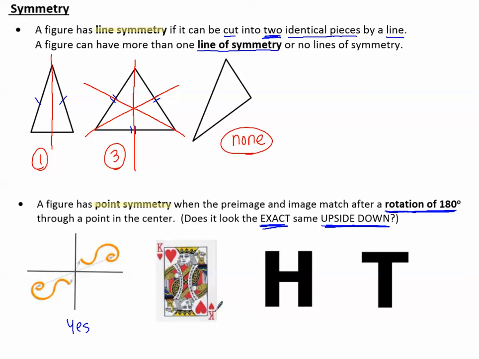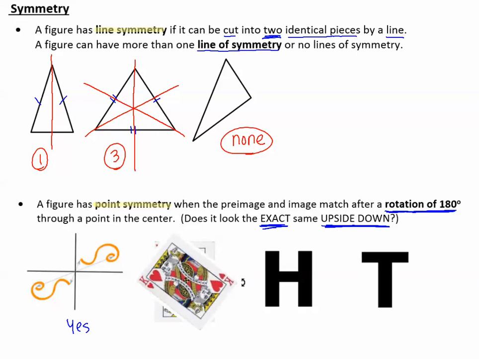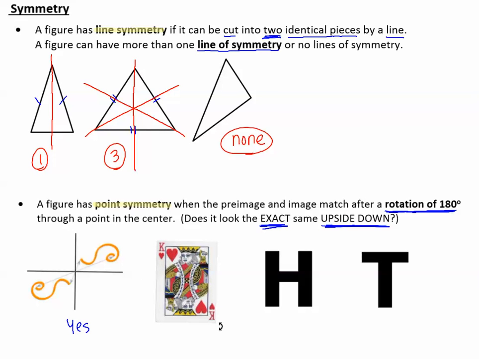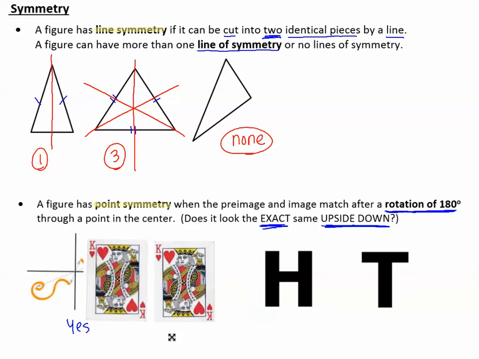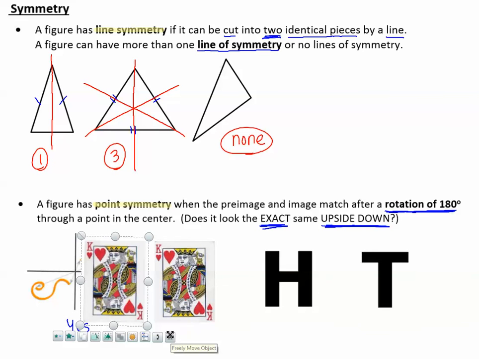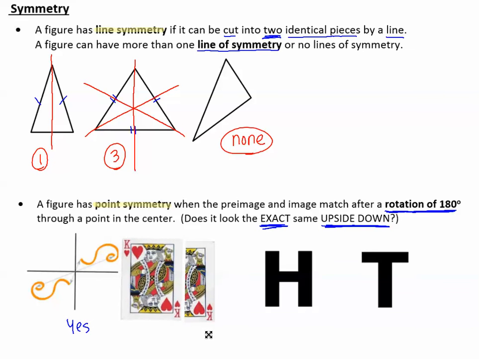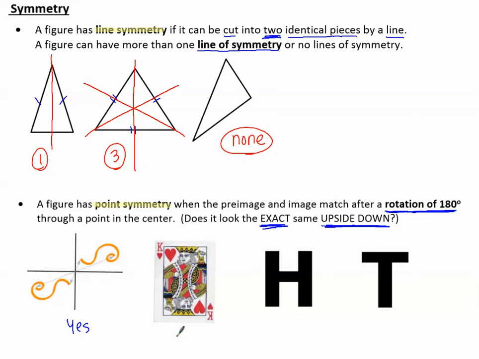How about this playing card? Do playing cards have point symmetry? Well, I'm going to rotate it completely upside down, 180 degrees. Does it look the same as when we started? Well, let's move this out of the way and check it out. Yes, playing cards have point symmetry.